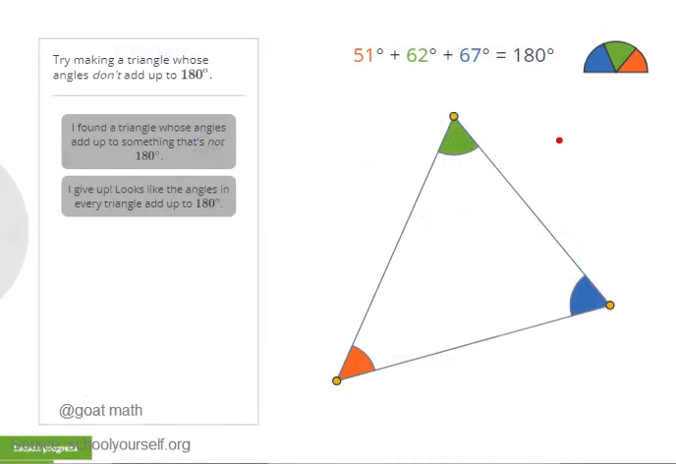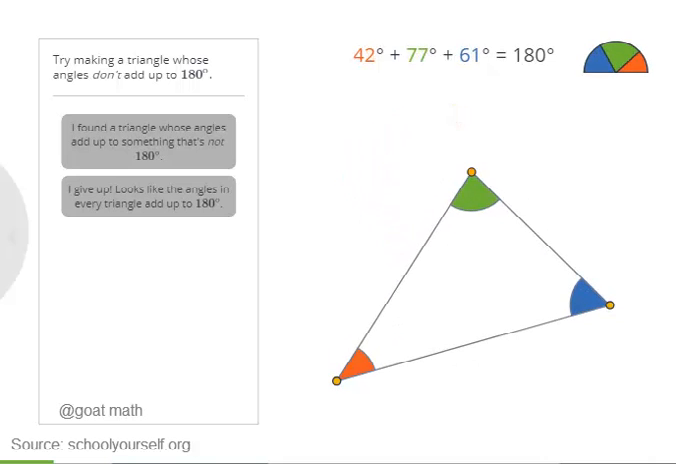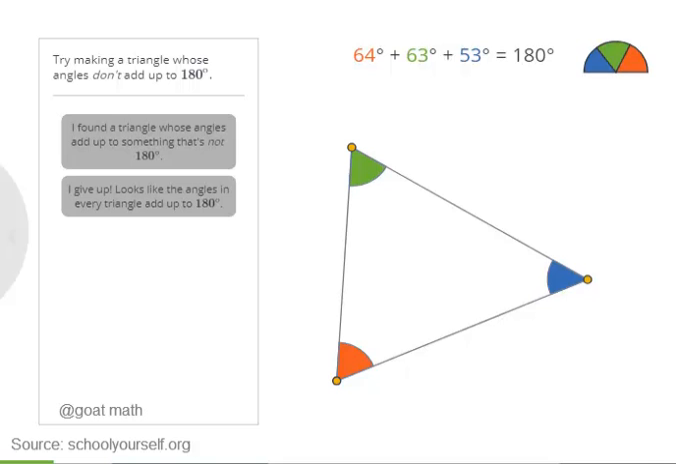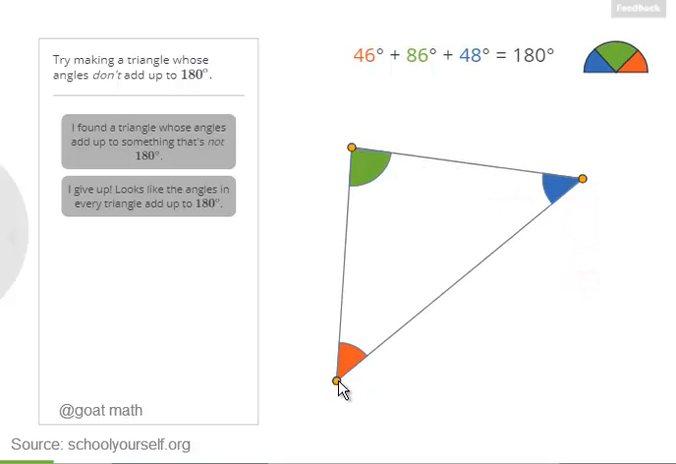Right. The angles in this triangle add up to 180 degrees. Now here's an interactive version of the triangle where you can drag around the 3 corners and make any triangle you want. The 3 angles are also shown over here, and at the moment they add up to an angle that forms a straight line. In other words, the measures of the 3 angles add up to 180 degrees. Try making a triangle whose angles add up to something other than 180 degrees.